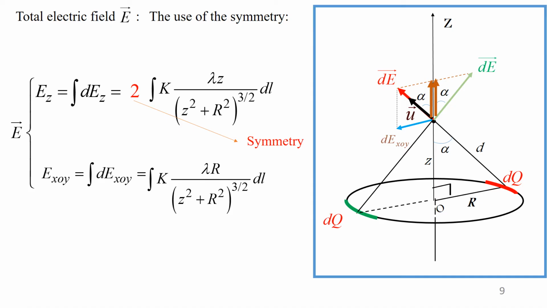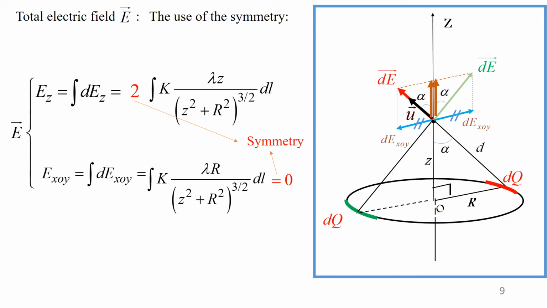For the other component, I mean on the plane, you see that it has the same magnitude but opposite direction as that produced by its symmetric charge. Hence, they cancel each other. That's why I can put here equal 0 due to the symmetry.